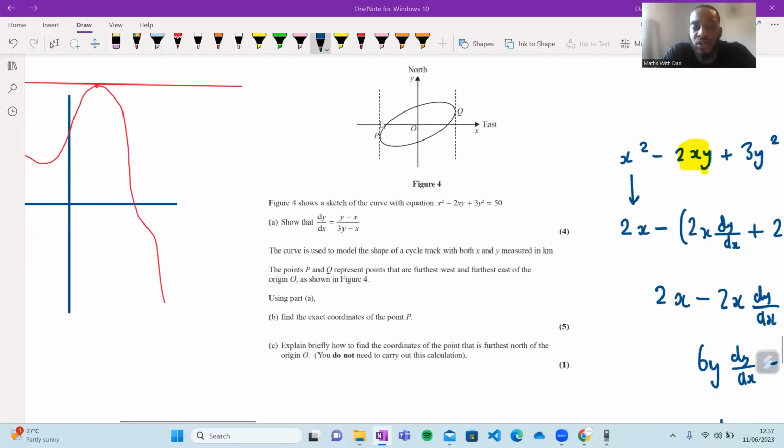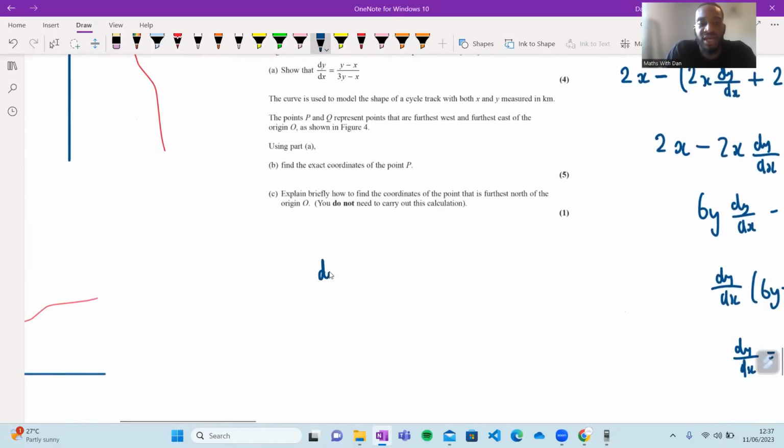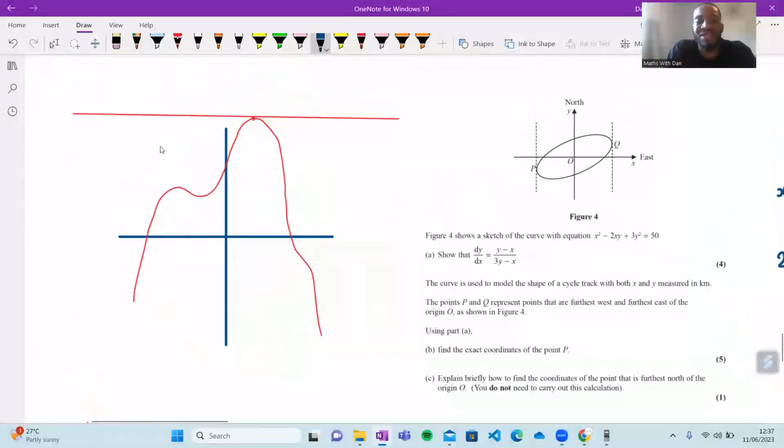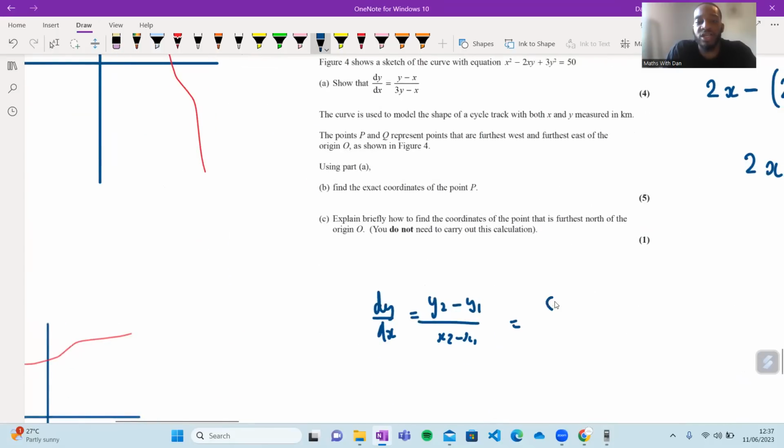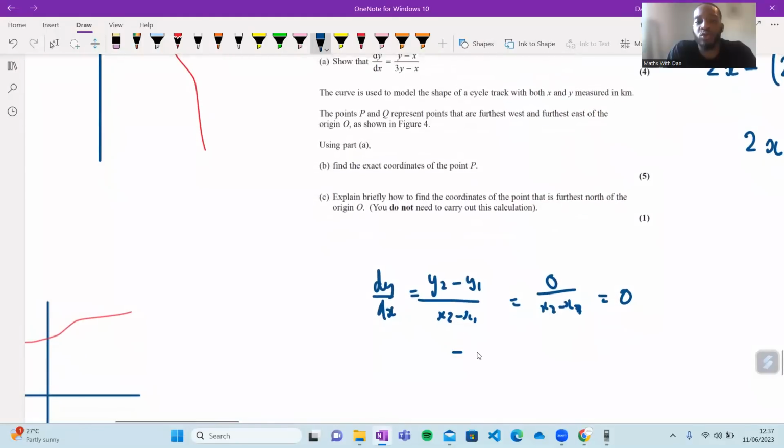our tangent line is vertical. So remember what that means though. You have dy/dx, and remember from GCSE, y2 minus y1 over x2 minus x1. If the tangent line is horizontal, there is no change in y, which is why we make it 0, because the numerator is 0. This is because we have a horizontal tangent.